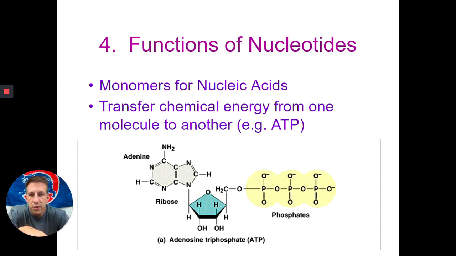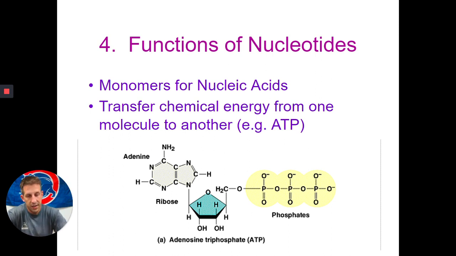Obviously we know that one of the big functions for our nucleotides is that they serve as monomers for nucleic acids. That's what we just talked about. We just showed you how you put a bunch of them together to build DNA, which is vitally important, right? One of the other big functions of nucleotides is to transfer chemical energy from one molecule to another. And you ask, oh, wow, that seems kind of important. And it is, especially when you realize that it is called ATP.